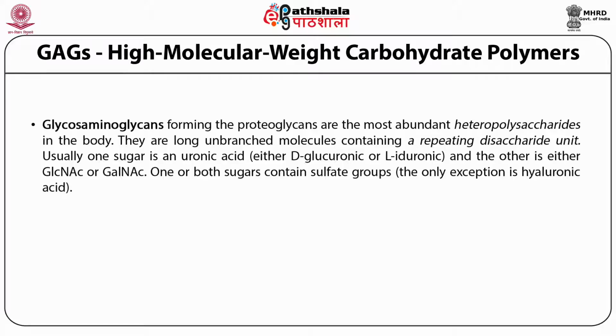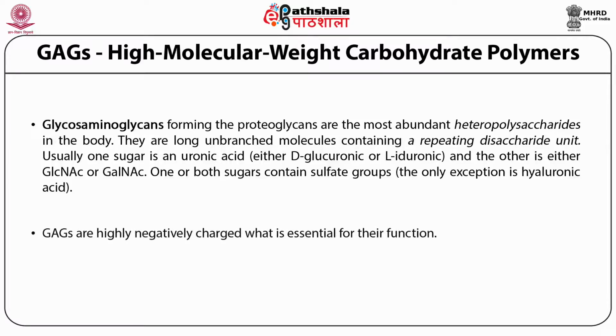Glycosaminoglycans forming the proteoglycans are the most abundant heteropolysaccharides in the body. They are long unbranched molecules containing a repeating disaccharide unit. Usually one sugar is a uronic acid and the other is either GalNAc or GlcNAc, or both, and the sugars contain sulfate groups. GAGs are highly negatively charged, which is essential for their function.